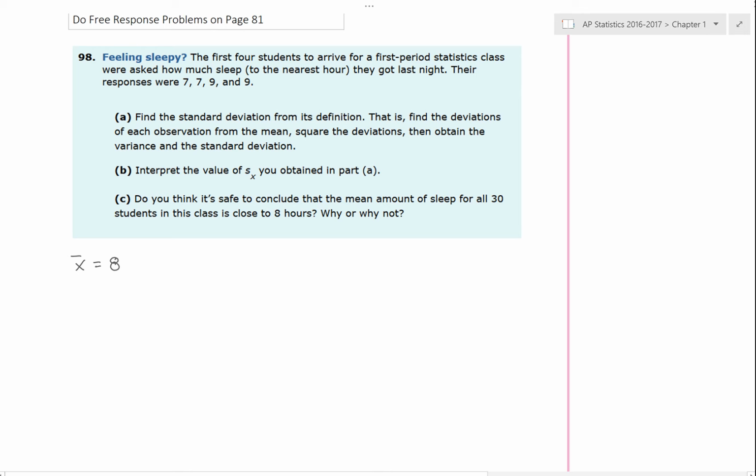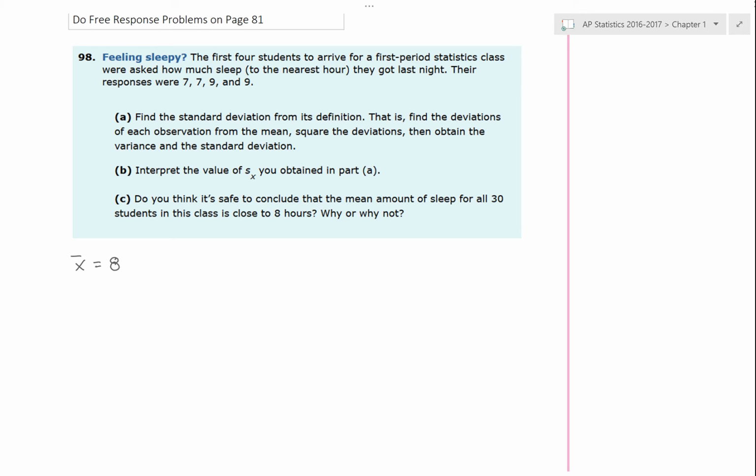It's 8, right? And then how far is 7 away from 8? 1. How far is 9 away from 8? 1. They're all 1 away from the mean, right? In the definition, we squared each of those deviations. 1 squared is 1.